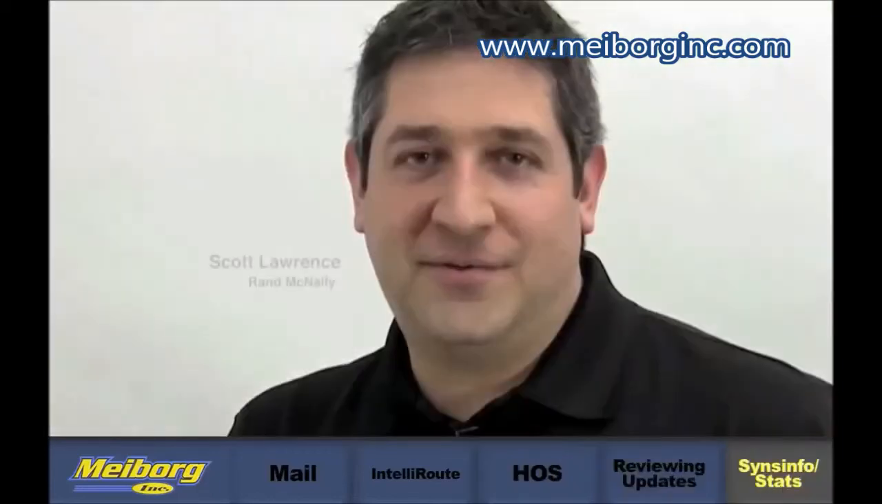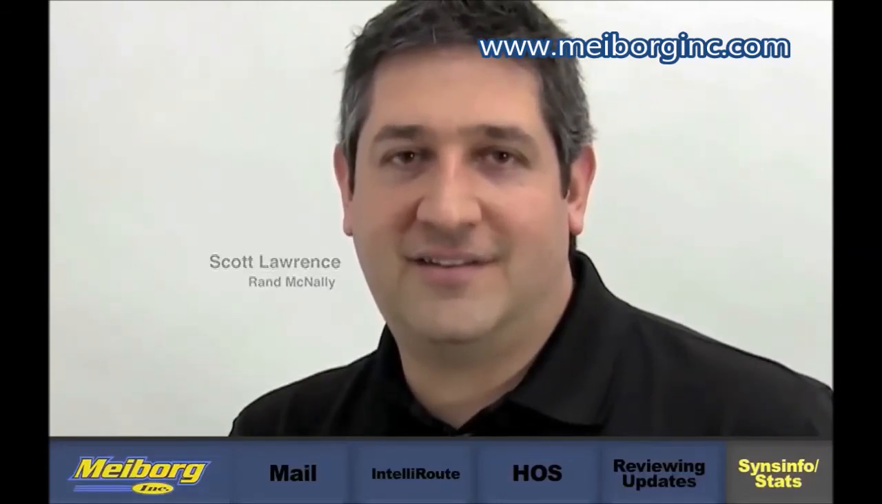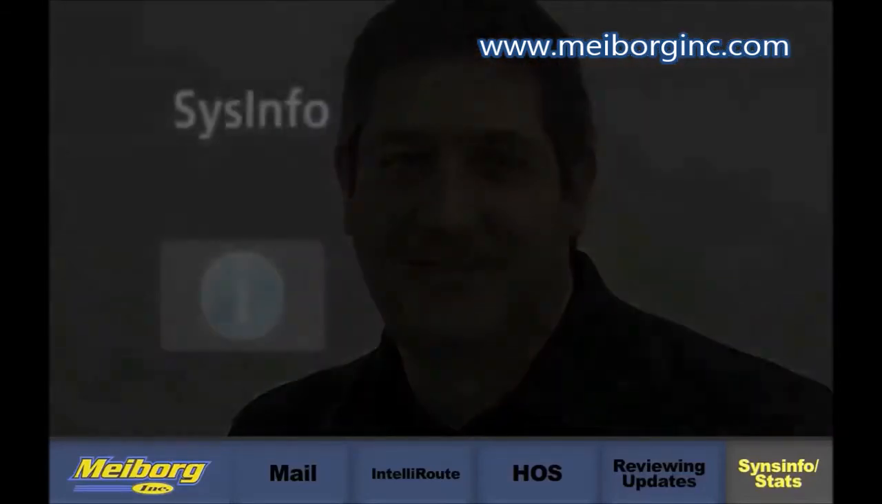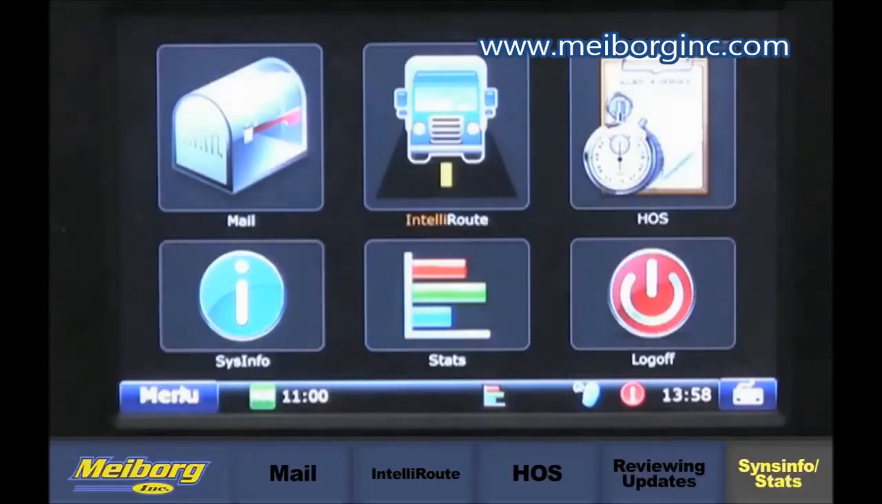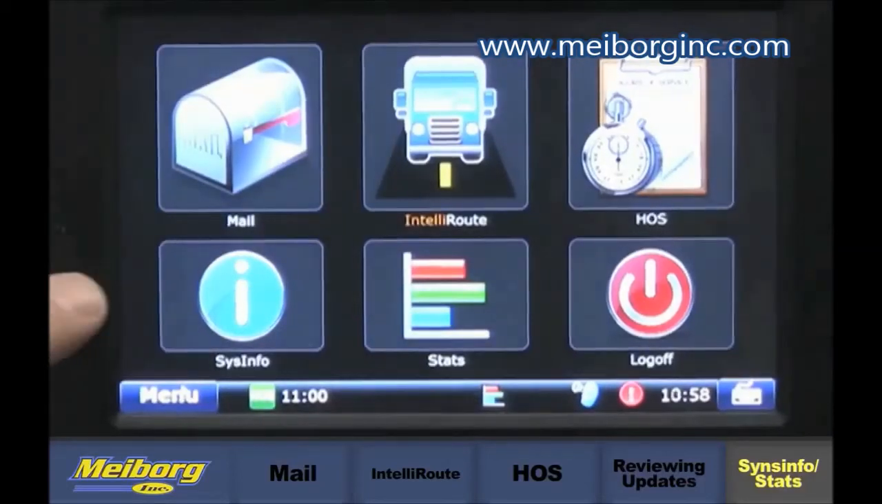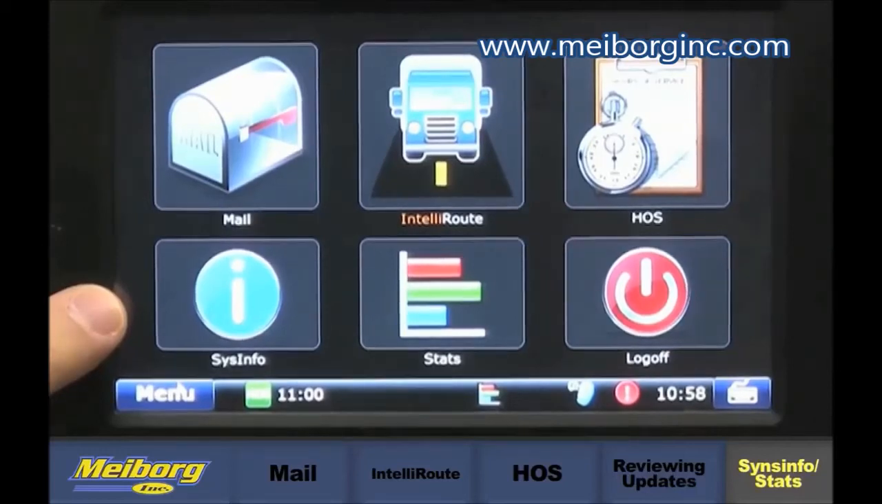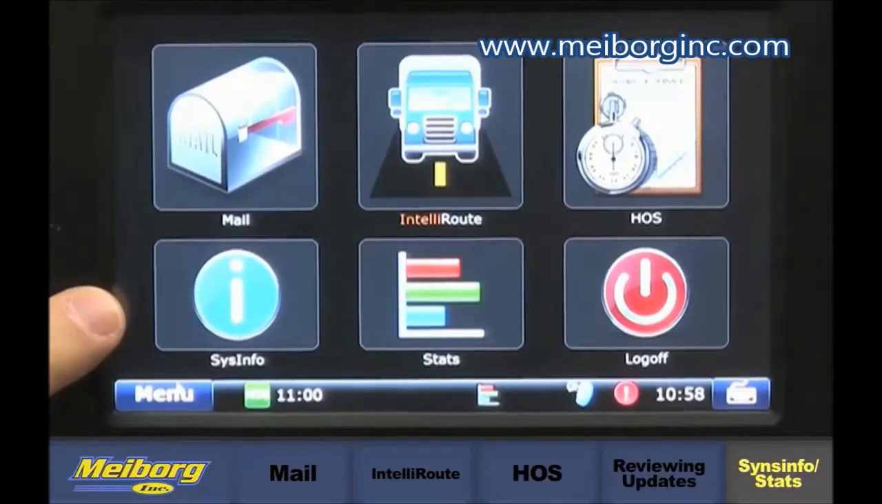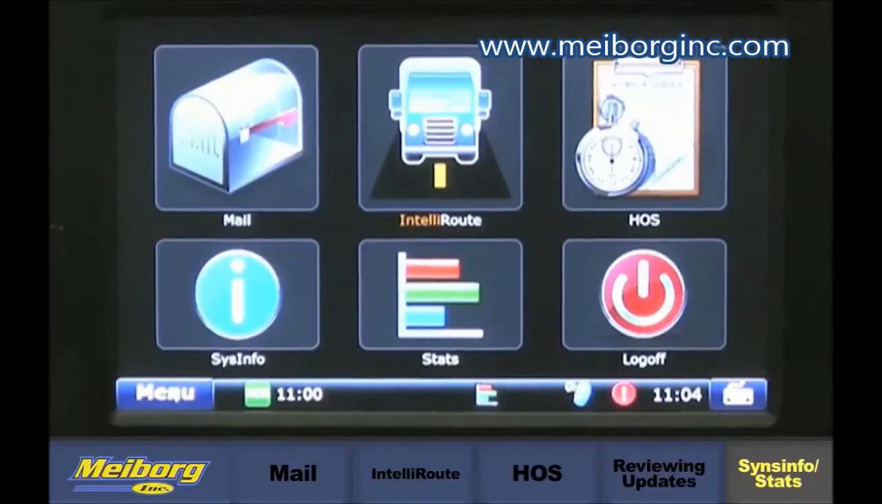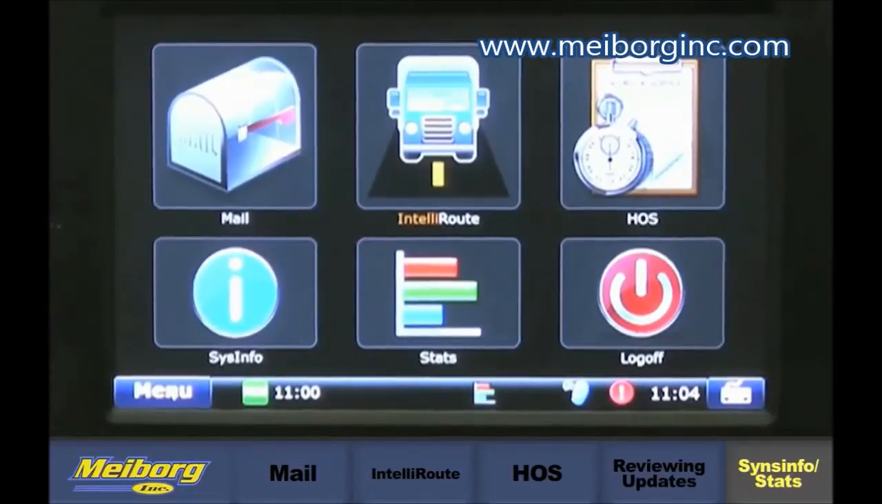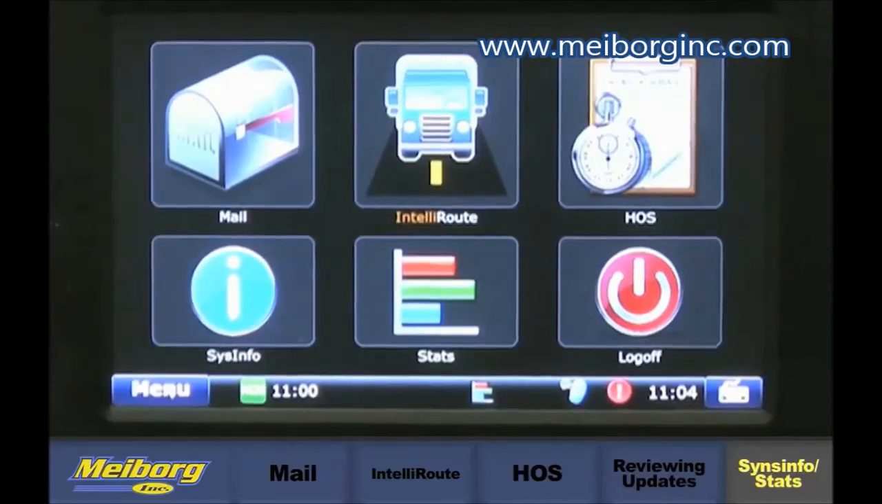Hi, I'm Scott Lawrence with Rand McNally. I'm going to take you through the SIS Info and stats icons on your T&D 760 Fleet Edition. From the SIS Info icon, you can adjust the audio volume or screen brightness of your T&D 760. This menu also allows you to view technical information about the system's wireless connectivity, GPS reception, and the status of your T&D 760's connection to the vehicle's ECM or diagnostic system.